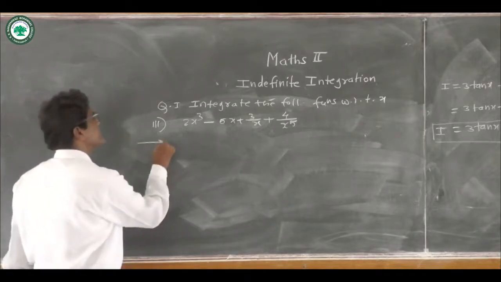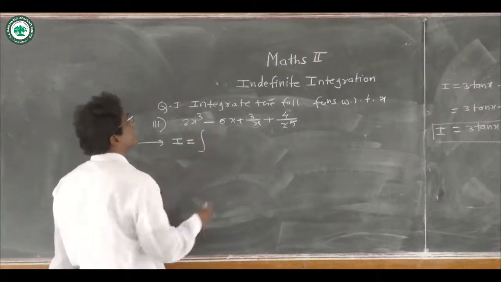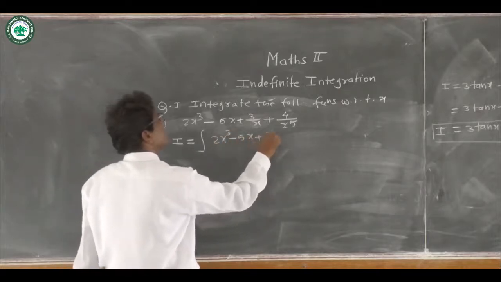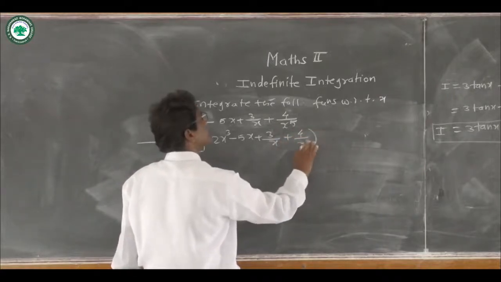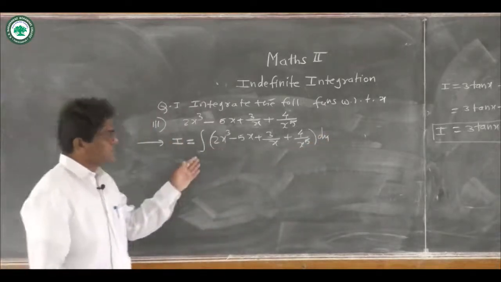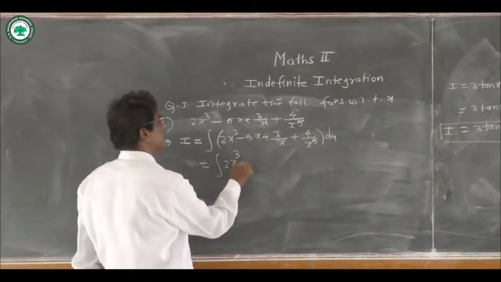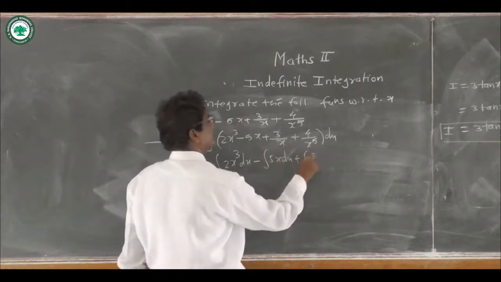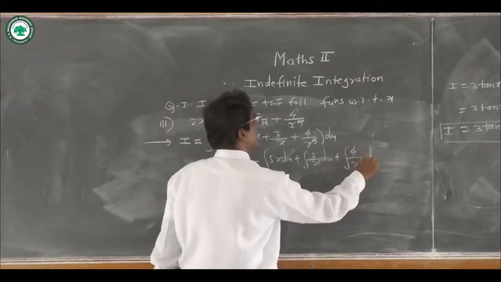Now we call this I. Let I be equal to the given problem, integration sign, then write down the problem: 2x cube minus 5x plus 3 upon x plus 4 upon x to the power 5 dx. Now take separate integrations. So it is equal to integration of 2x cube dx minus integration of 5x dx plus integration of 3 upon x dx plus integration of 4 upon x to the power 5 dx.